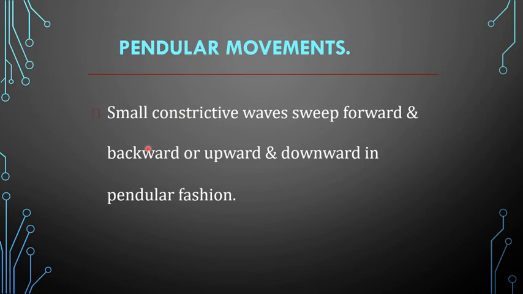And the next type of movement during the digestive period is the pendular type of movement. These are small constrictive waves which sweep forward and backward or upward and downward in pendular fashion. Okay, so you know the pendulum, right? It will be moving to and fro, or you can represent that movement in an up and down fashion also. So the small constrictive waves sweep forward and backward or upward and downward in a pendular fashion.